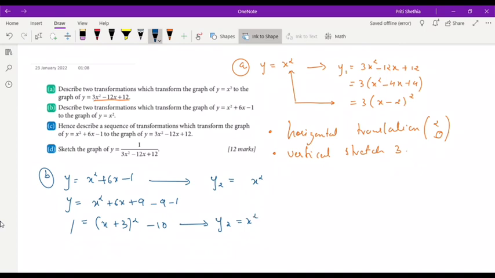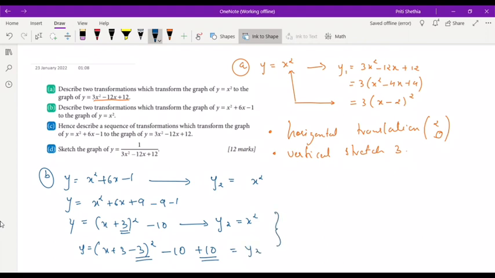Now see, I have to remove this 3 from the main function. So I have to subtract 3. So (x + 3 − 3)² and −10 + 10. If I do these two things, then my y will turn out to be y2.